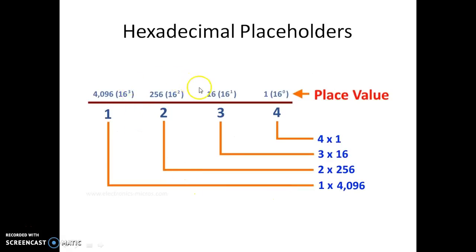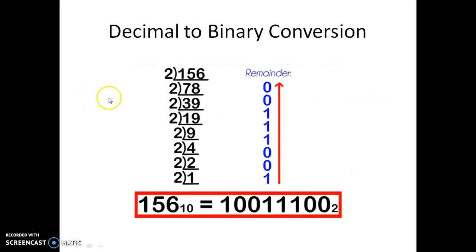Now we see the place value of hexadecimal placeholders. The rightmost bit weightage is 16 raised to 0, that is equivalent to 1. And the next one is 16 raised to 1, that is 16. And the next one is 16 raised to 2, that is 256. And the next one is 16 raised to 3, that is 4096.